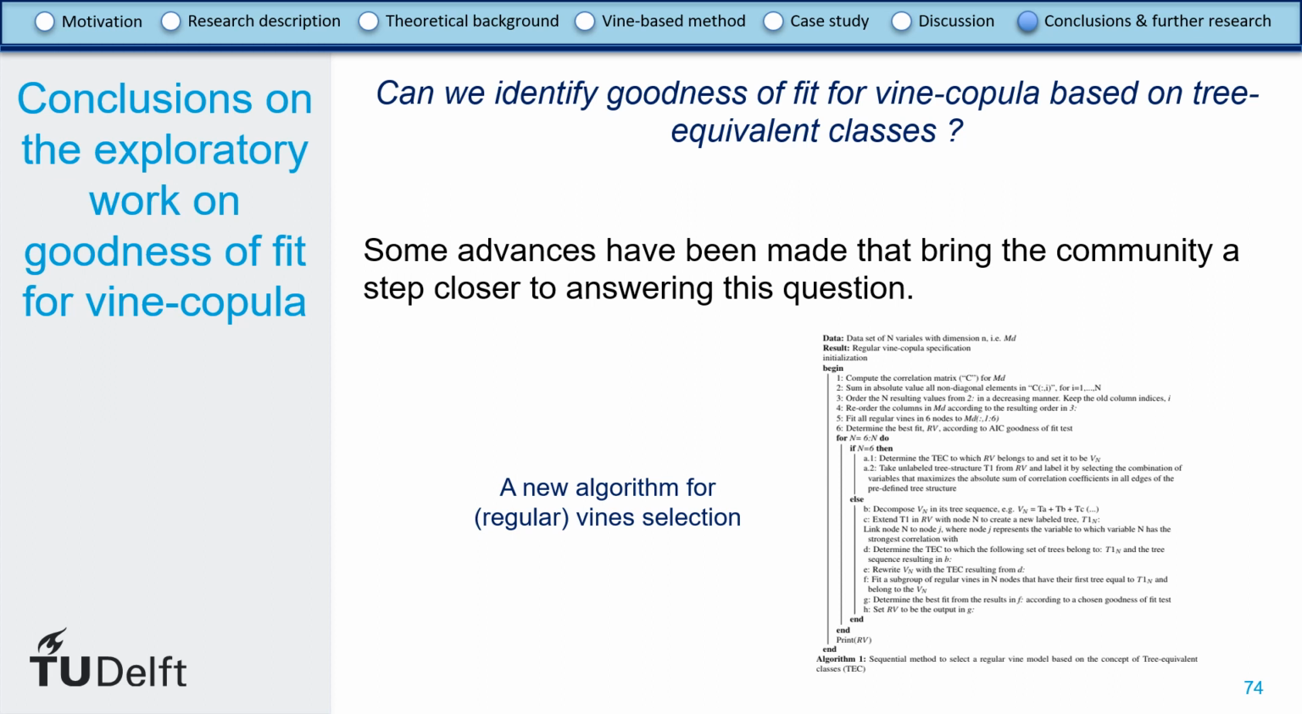Can we identify goodness of fit for vine copulas based on three equivalent classes? Well, some advances have been made that bring the community a step closer to answering this question. For example, the new algorithm that I presented in this presentation.